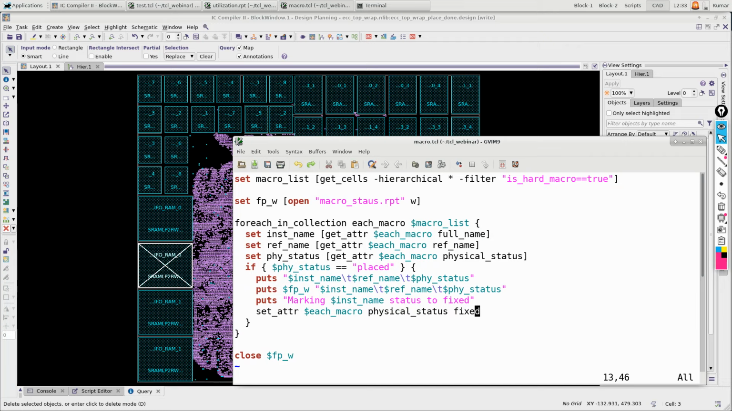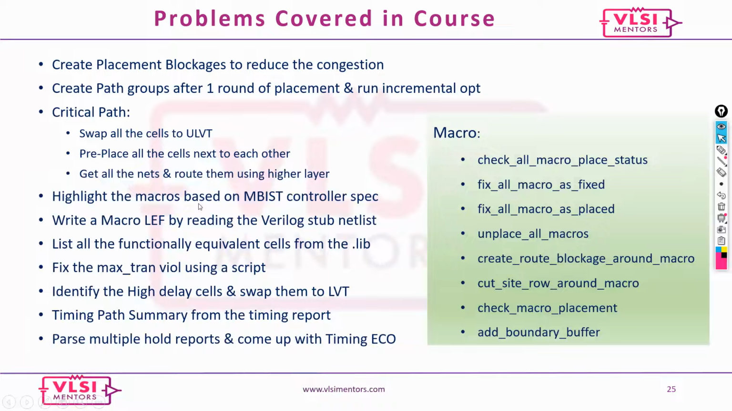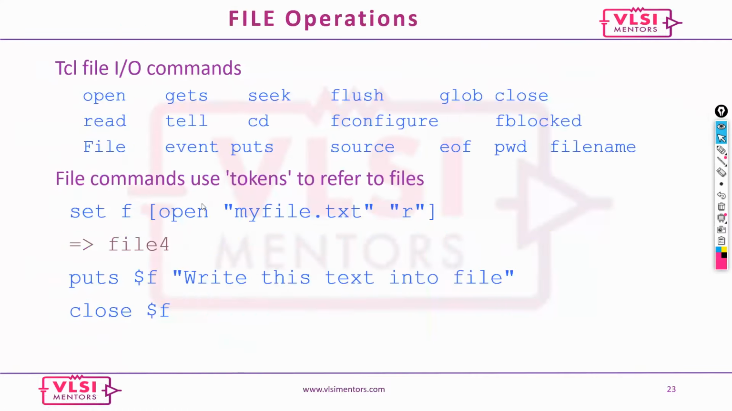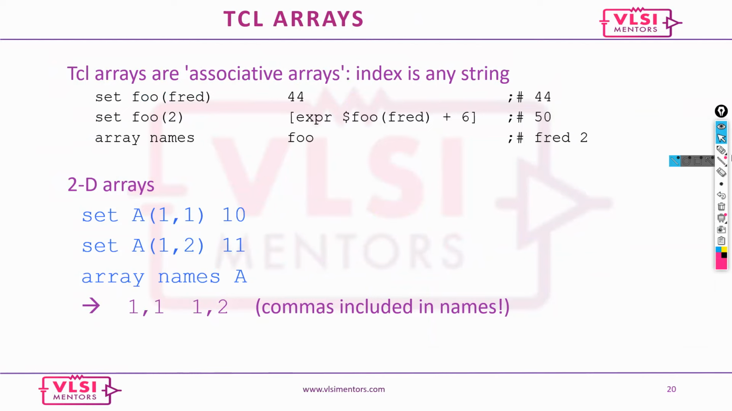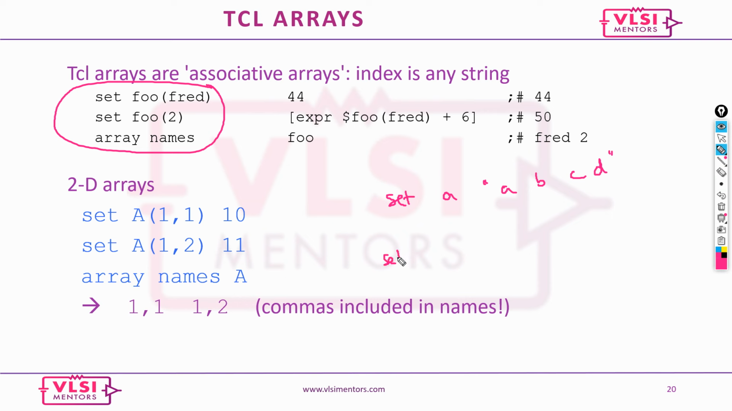Difference between arrays and lists. I think you mean associative arrays. A list is when you have a variable, say set a, with multiple values. An array is when you have set a(b), so you have one variable, but inside that variable there can be multiple things. This is what we call arrays. People call it associative arrays.